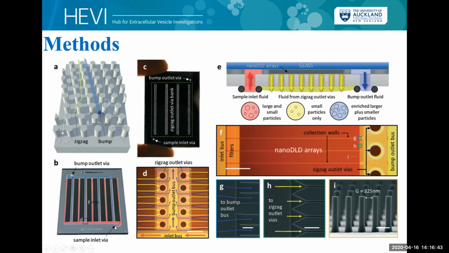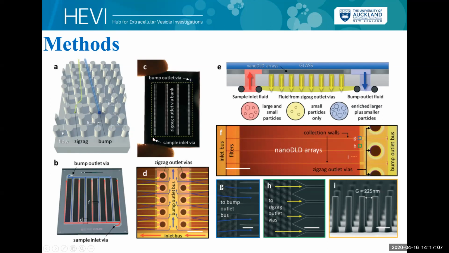Those that go through the zigzag pattern, which is most of the fluid, go through a separate outlet. So you can see that in here basically. The zigzag outlets are at the end of each of the arrays. Anything that's not a large particle goes through these little holes, and these go throughout the whole chip. And then anything that gets focused, the larger stuff that gets bumped into these very small areas, gets merged into this sort of bump outlet.